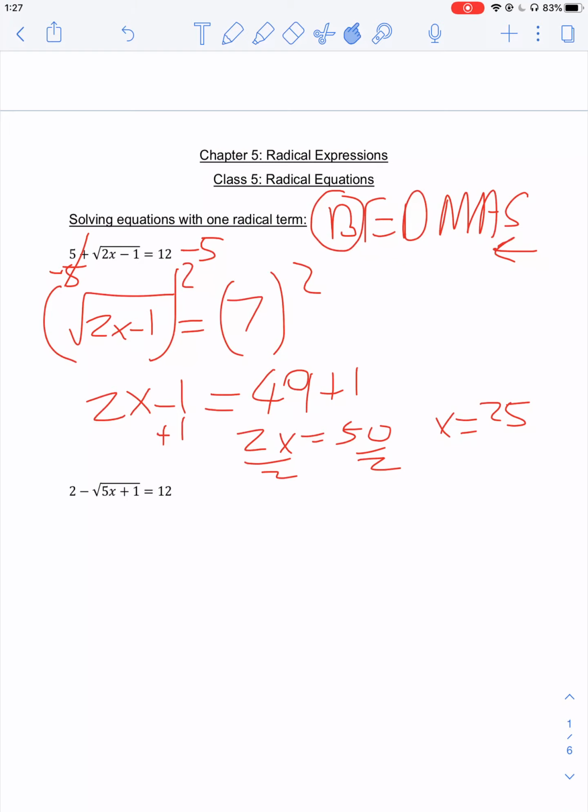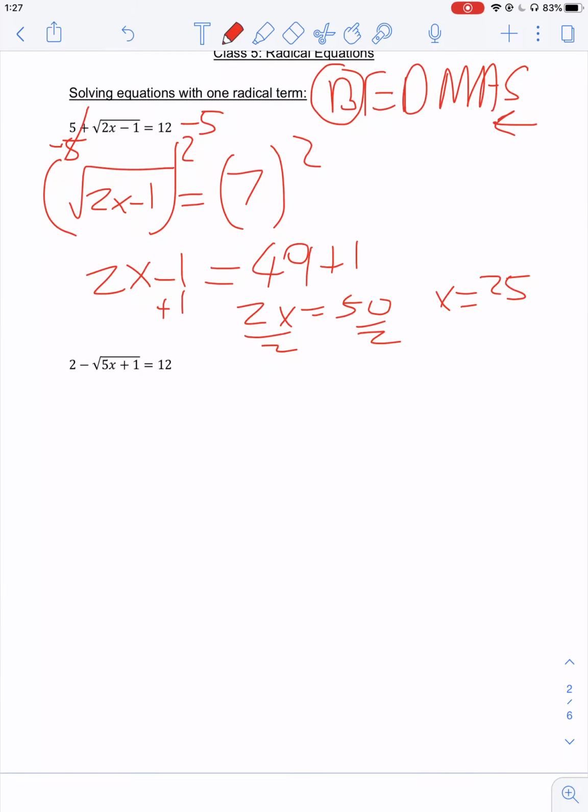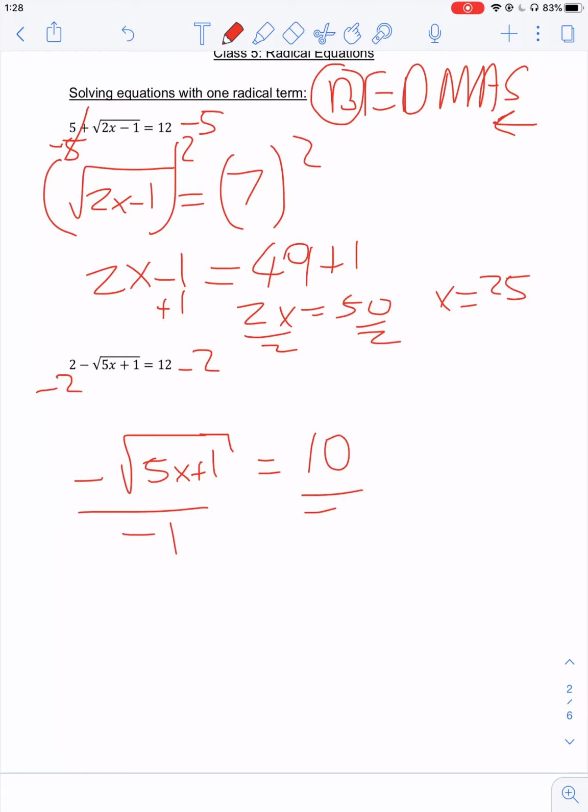Now let's do this question. Again, based on bad math, I am going to get rid of this 2 first. So I'm going to do minus 2, minus 2. That leaves me with minus square root of 5x plus 1 equals 10. Next, I have this minus 1. You don't see the 1, but it's essentially minus 1 times the square root of 5x plus 1. So how can I get rid of that? Well, you can just divide by minus 1.